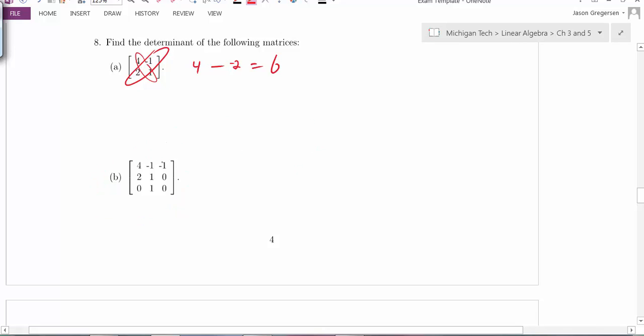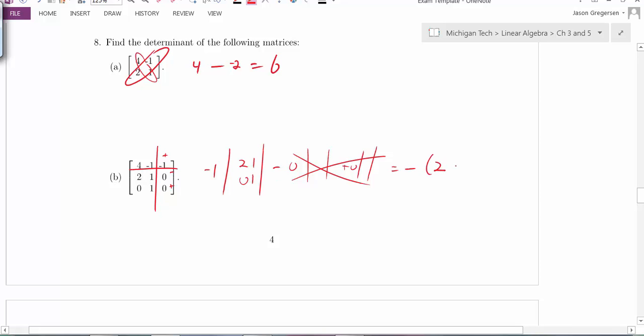Well, in this case, I'm going to expand down the third column. And so once again, I'll adjust my signs here. I have positive, negative, positive. So the determinant should look like negative 1 times the subdeterminant, 2, 1, 0, 1. And then it should go minus 0 times something and plus 0 times something. So those just disappear. I'm left with negative times 2 minus 0, or negative 2.